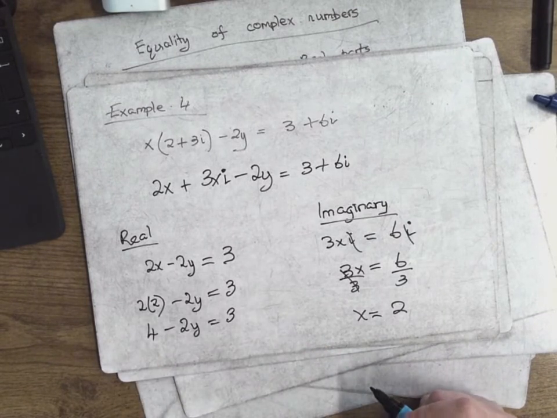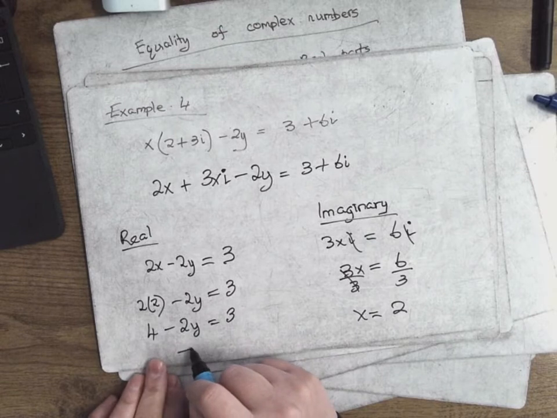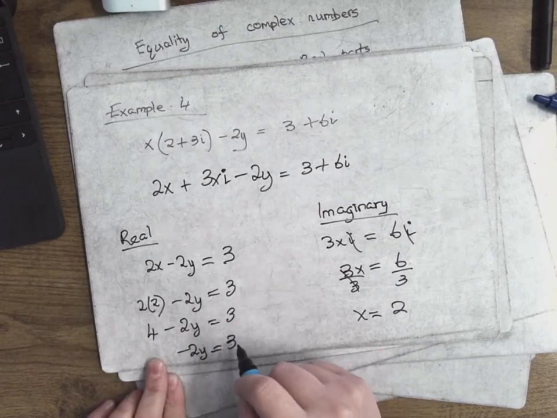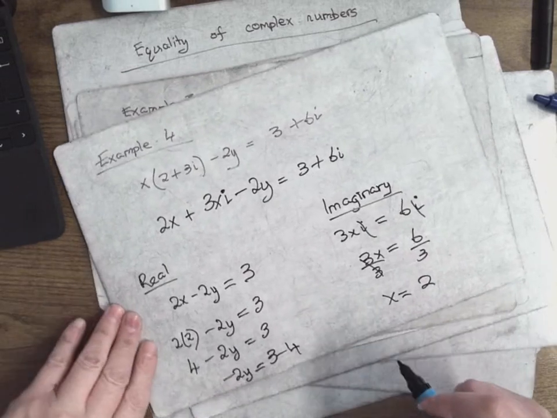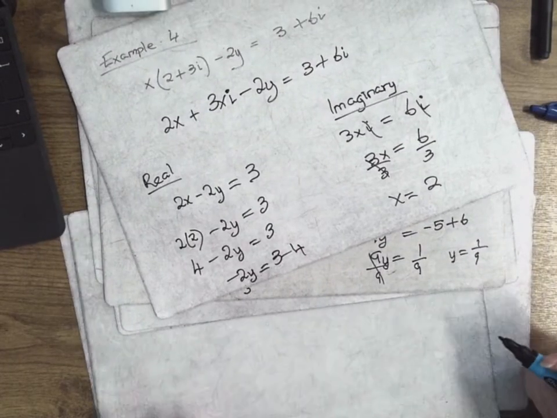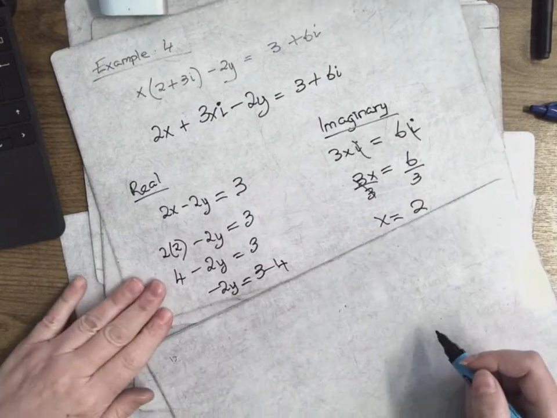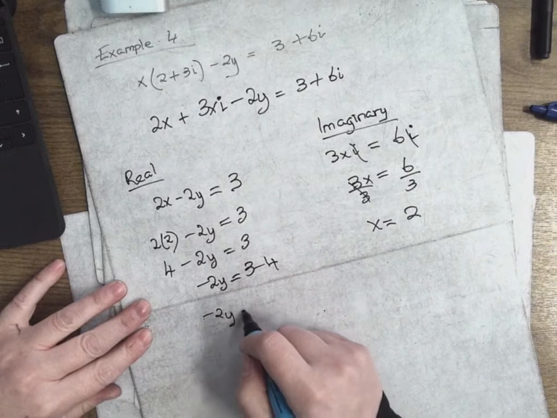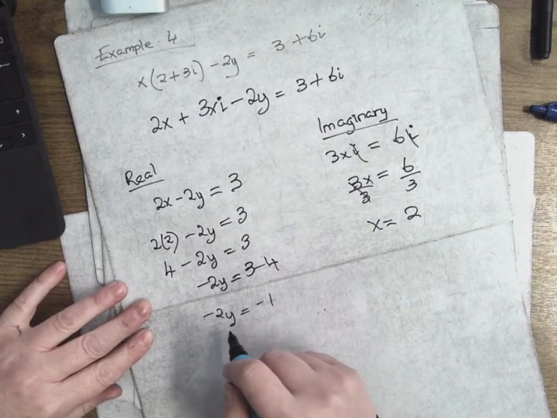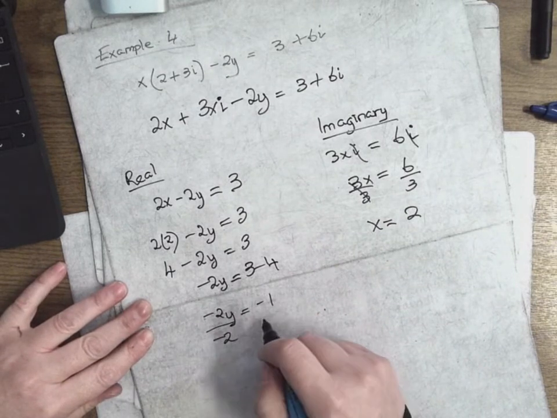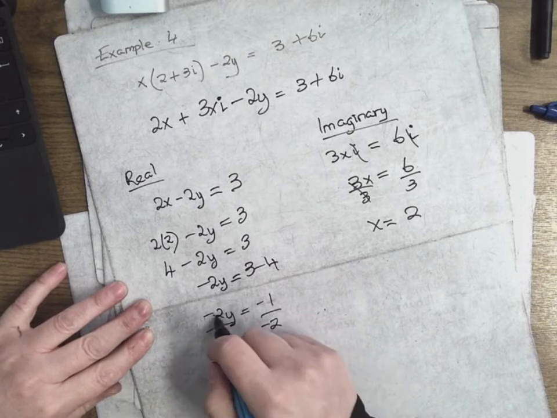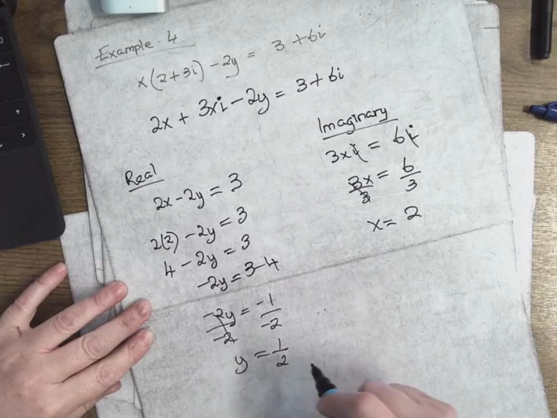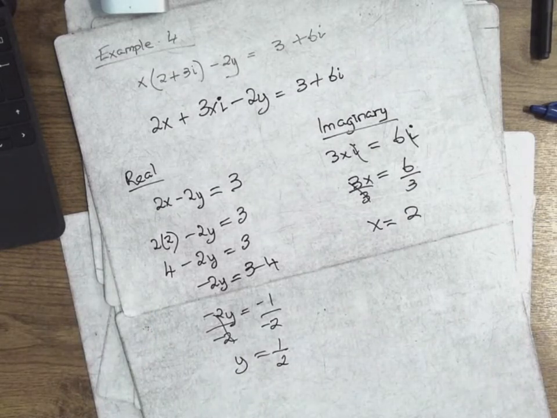The y's on one side, numbers on the other. So minus 2y is equal to 3 minus 4. So that's minus 2y equals minus 1. And then there's a minus 2 stuck to the y, so divide each side by minus 2, and you'll end up with y is equal to 1/2. Is that okay? Yes. Right.